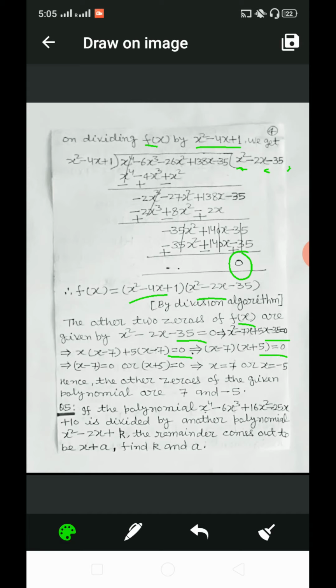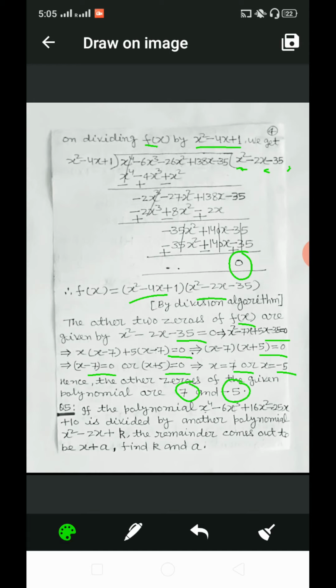equal to 0, and also this implies that x minus 7 equal to 0 or x plus 5 equal to 0. On the basis of that, we have x is equal to 7 or x is equal to minus 5. Hence, the other zeros of the given polynomial are 7 and minus 5.